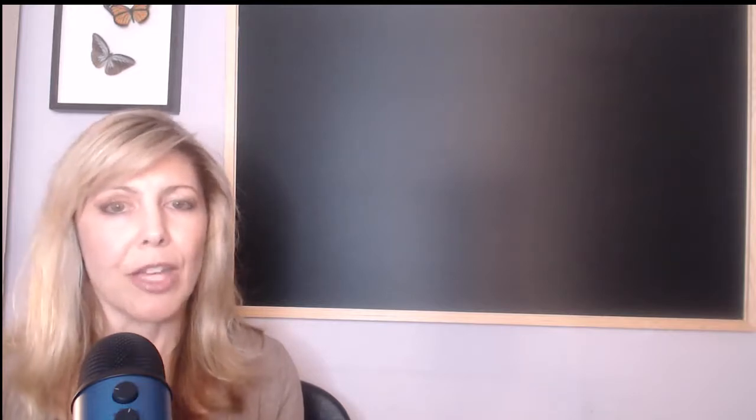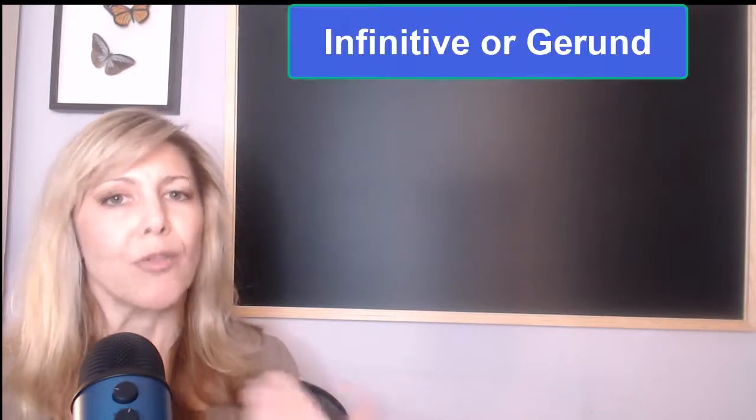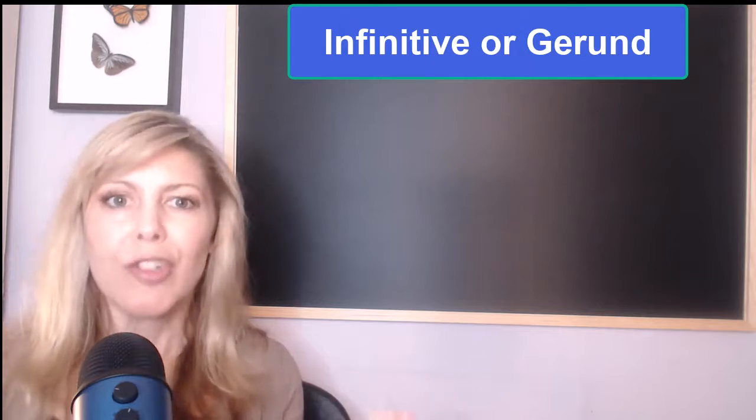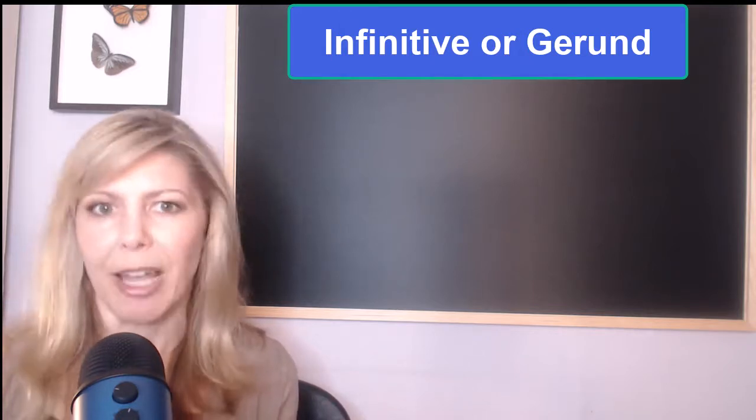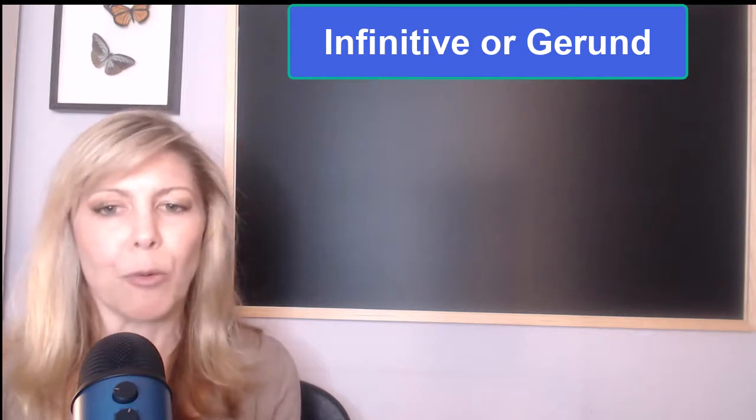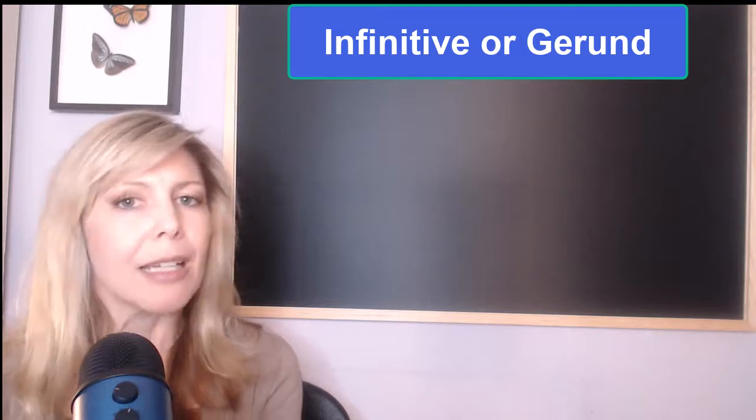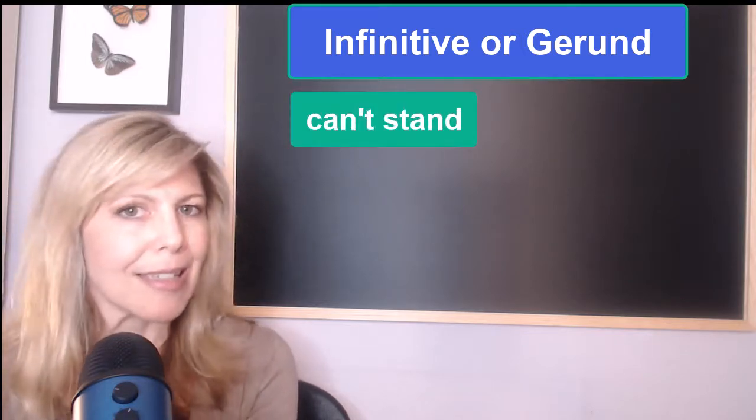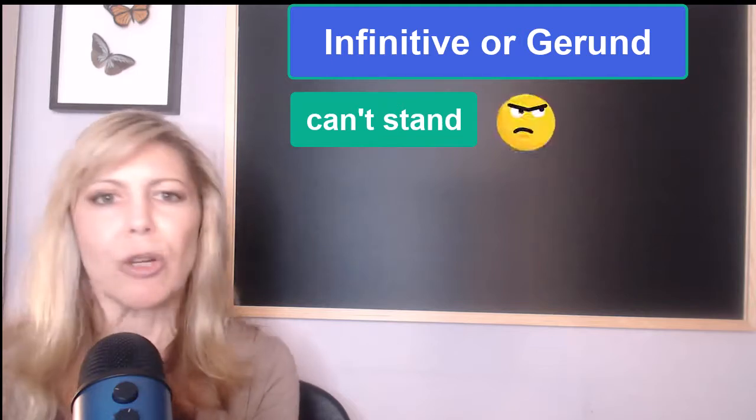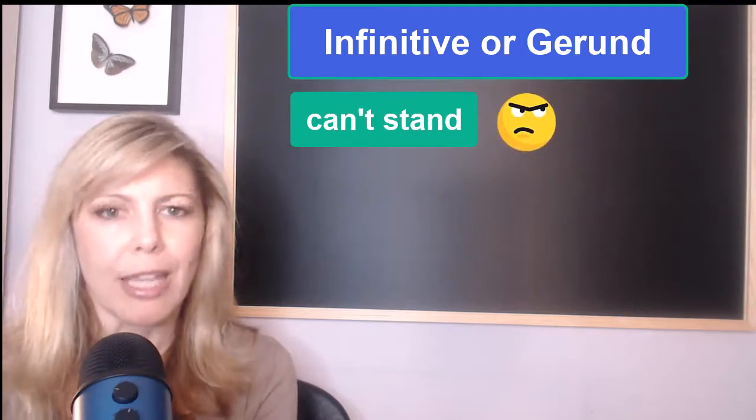Now, sometimes there are expressions and verbs that you can follow with an infinitive or a gerund, and you have the option for both, and they're both correct. All right, so what are some of those examples? Okay, we have the phrase, can't stand. When you say I can't stand something, it means you don't like it, or you really hate it.